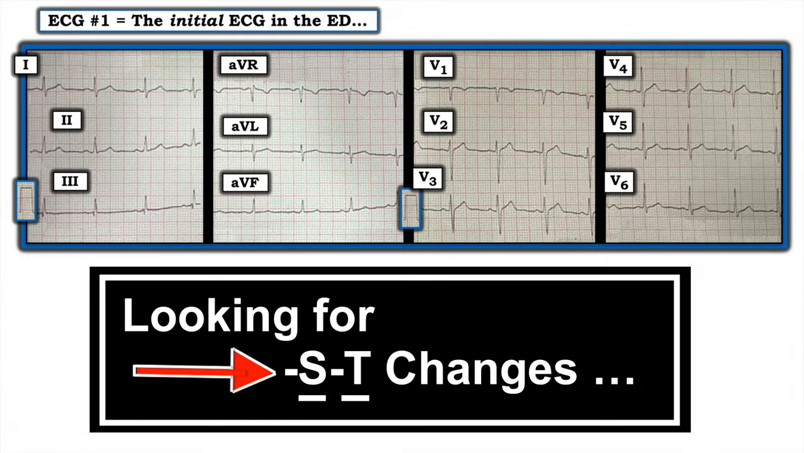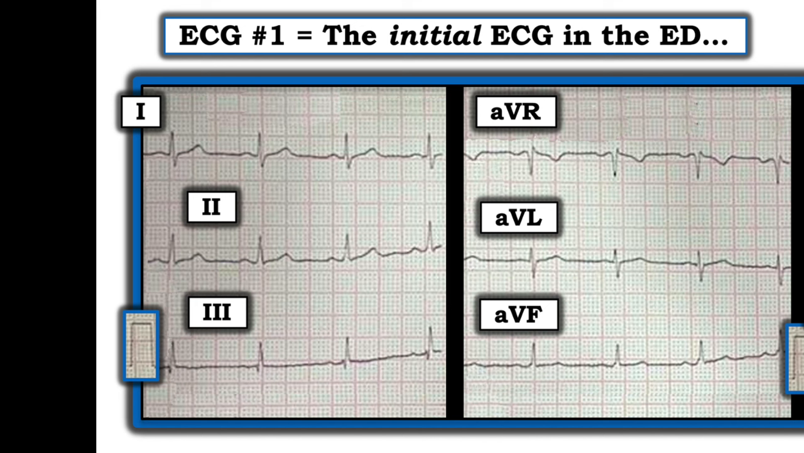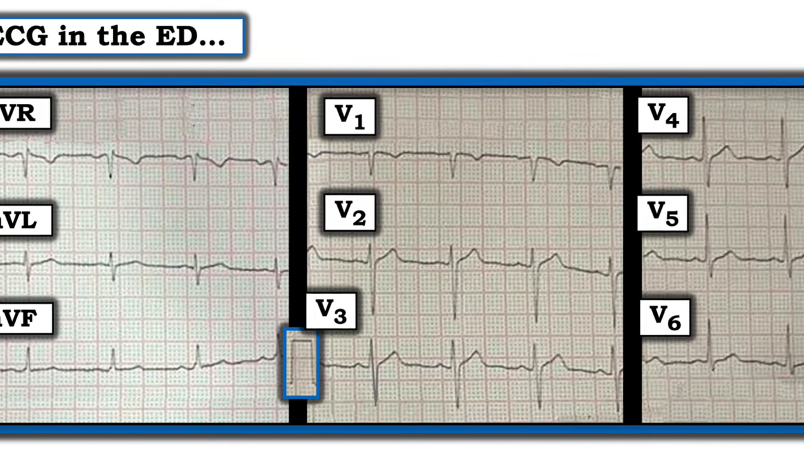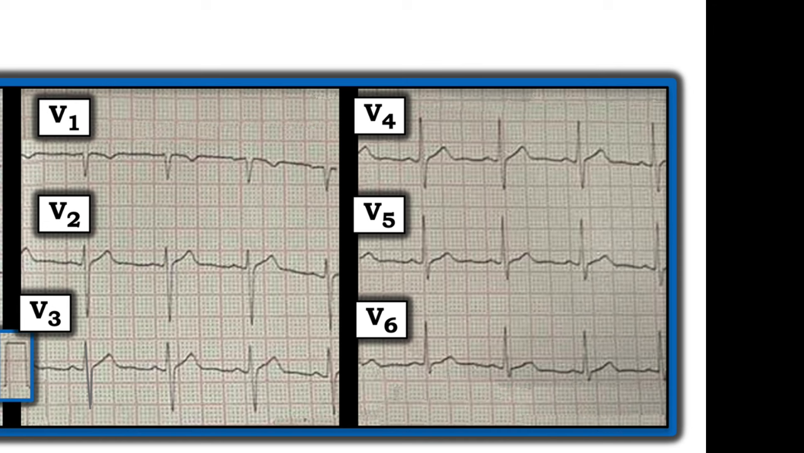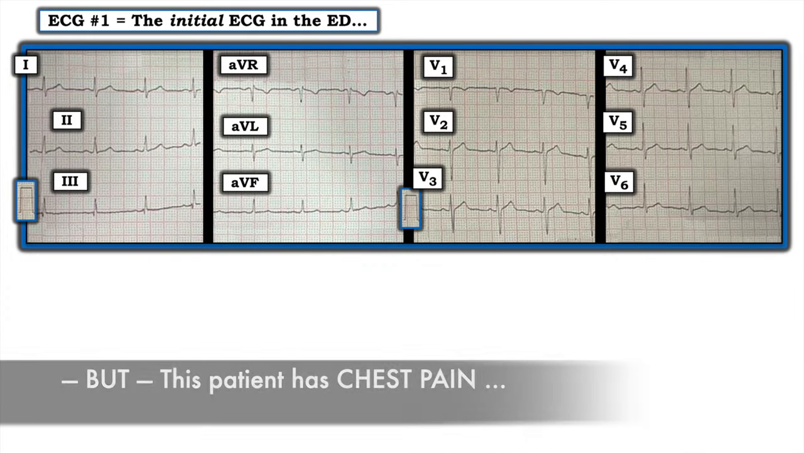Now, what about ST segments and T waves? I'll let you look at this a bit, and you can look either lead by lead, or you can look at the inferior leads together. Here are the high lateral leads, one in aVL, and the chest leads. How many of you, just think to yourself, think these are fairly unremarkable, but this patient has chest pain?